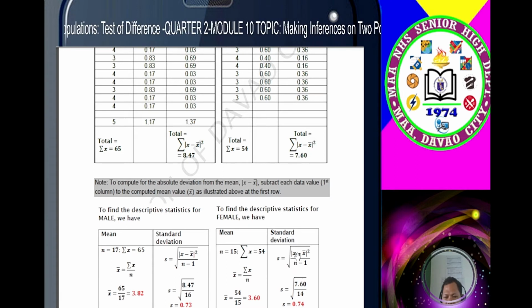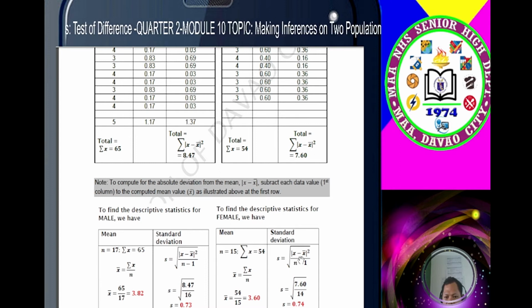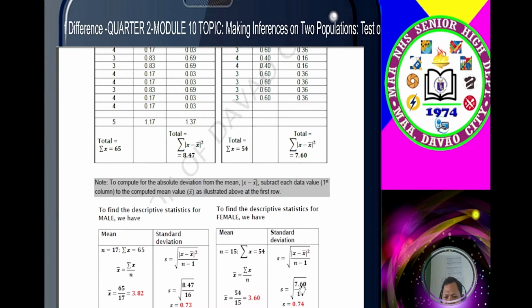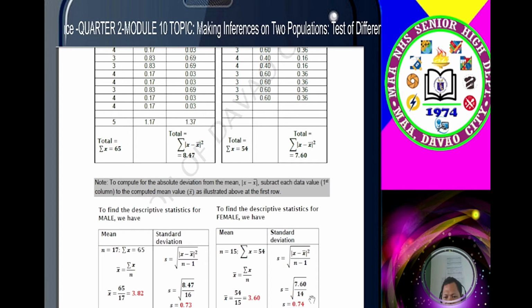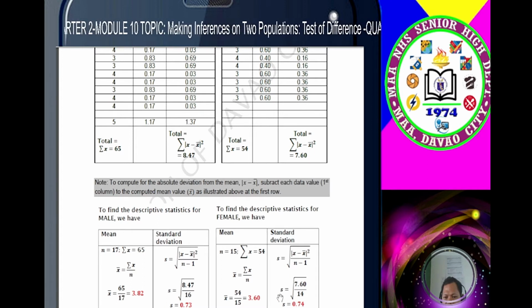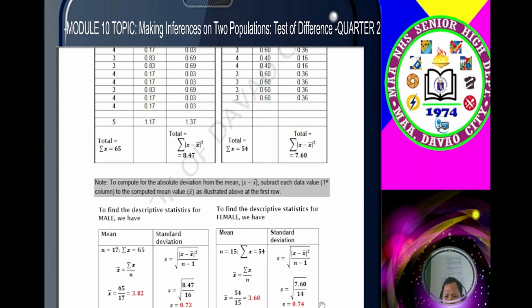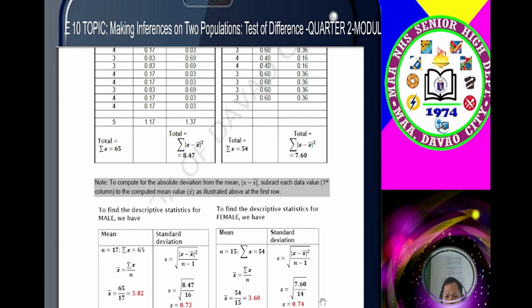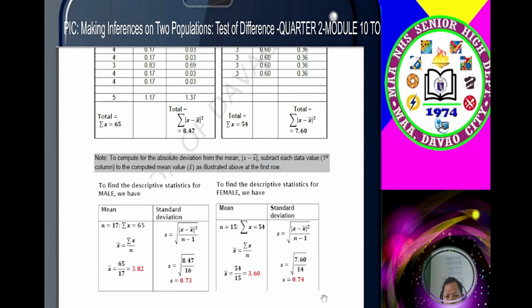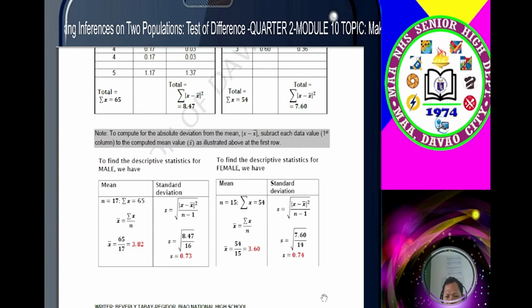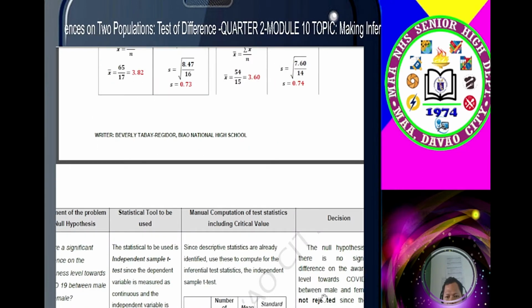So the sum of the absolute value of x minus the mean squared is 7.60, divided by 14. Then get the square root. The answer is 0.74. So I hope it's clear to you, the mean and SD computation. Then after that, let's have this table.